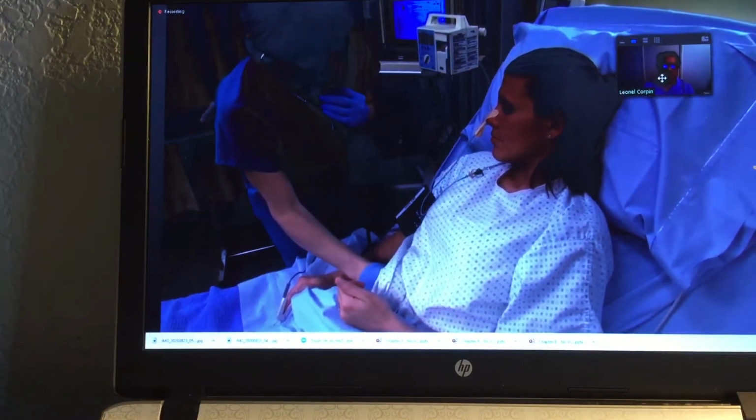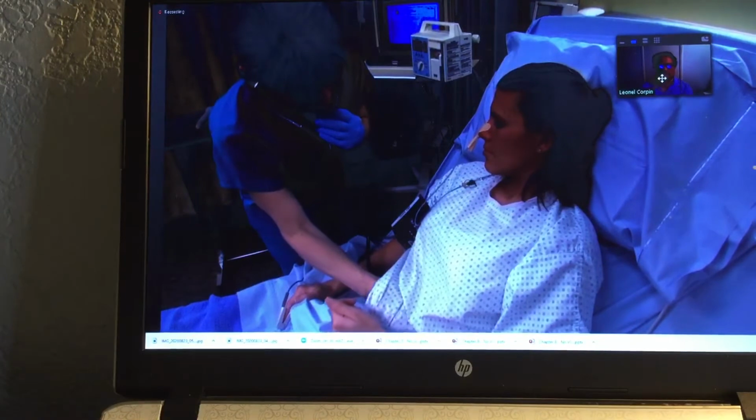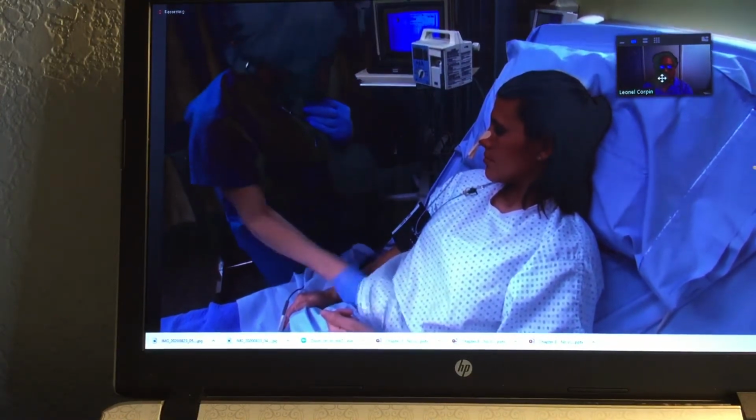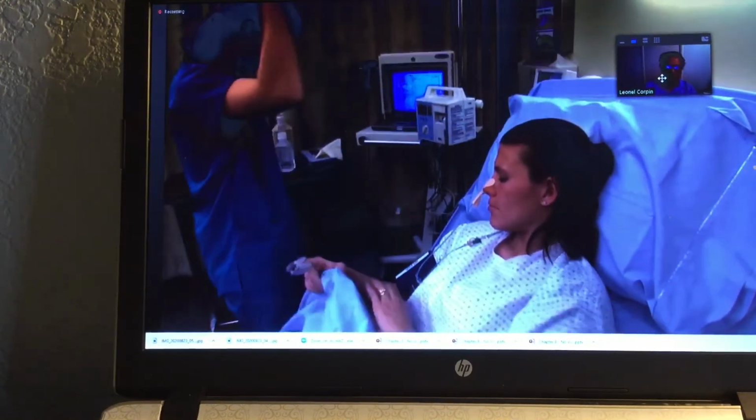Assess gastrointestinal tract function by auscultating for bowel sounds. Absent bowel sounds may indicate decreased motility. You should report this to the provider.